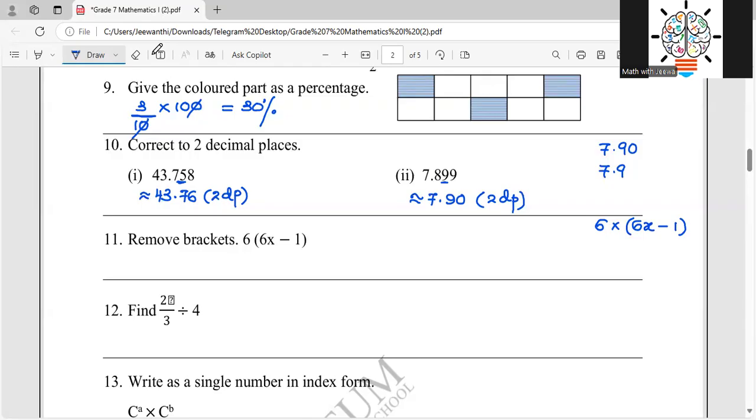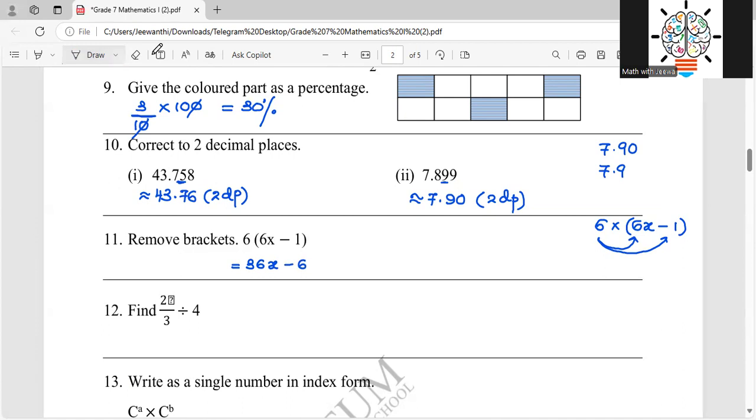So then how are we going to do that? 6 times 6x, so here you can straight away write 36x, and then 6 times -1, you write it as -6. Okay, 6 times 6x is 36x, 6 times -1 is -6.